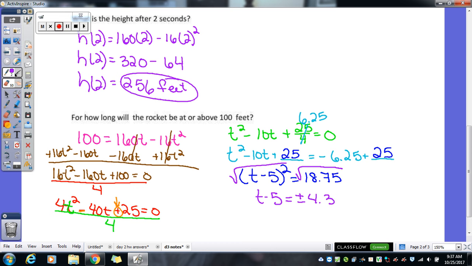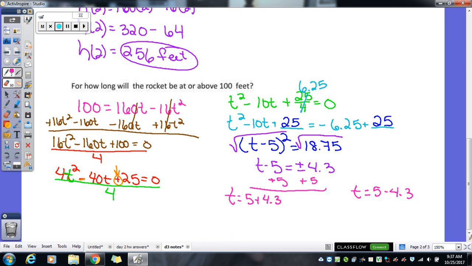So now we'll add our 5 over. So we have t equals 5 plus the 4.3. t equals 5 minus the 4.3. So when I add them, 9.3, subtract them, we get 0.7. So again, looking back at the question, they wanted to know for how long will the rocket be at or above 100 feet.